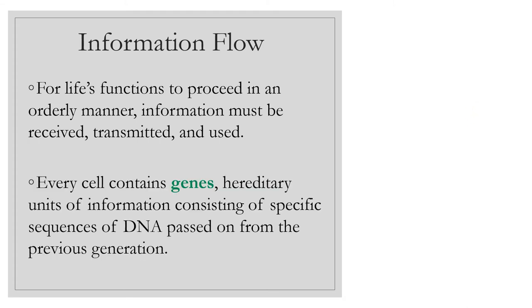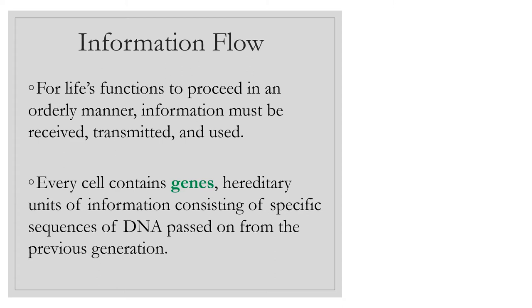But there also is going to be information flow of a set of blueprints or directions for everything that has to happen in your body. So we are going to call these genes. We have the DNA, and the DNA is going to have instructions on every single aspect of your life. Okay, so what color is your hair? What color is your eyes? All these different proteins and enzymes that you have to make. That is information flow. And we will talk about how information flows from one generation to the next.